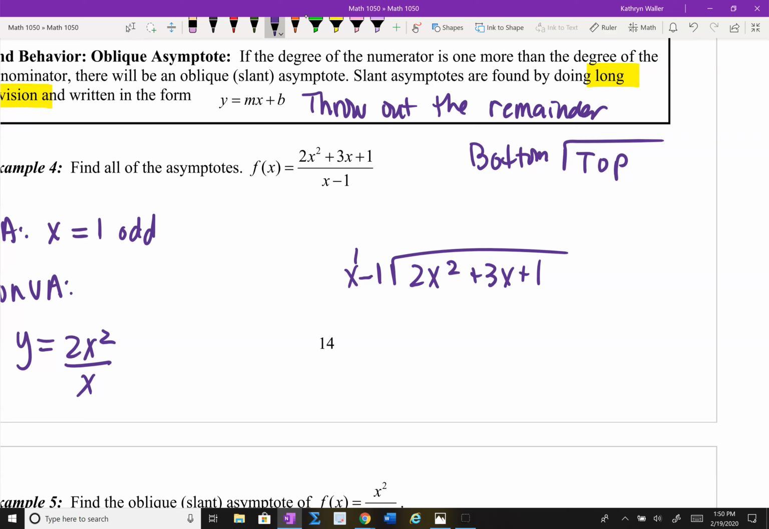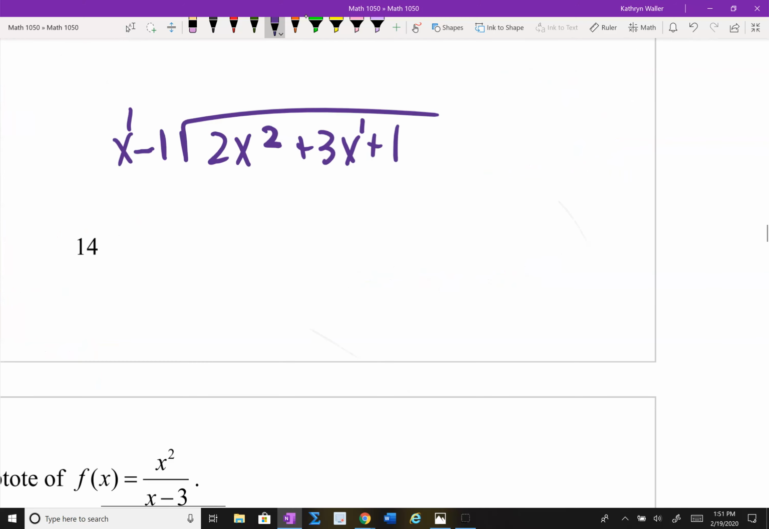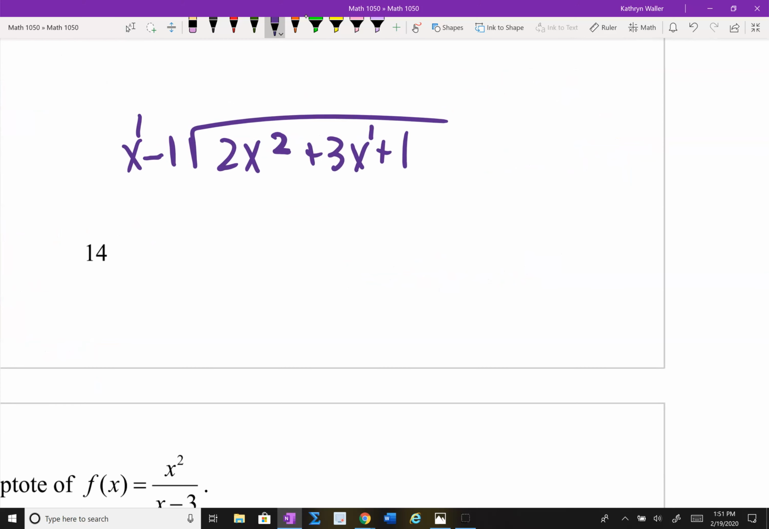Look at the inside. The biggest exponent is a 2. You have to have a 2 and a 1 and a constant, which I do. If you're missing anything, you have to fill in placeholders. Okay, we'll deal with that in a second. What do I multiply by x to get 2x squared? That would be 2x, right?